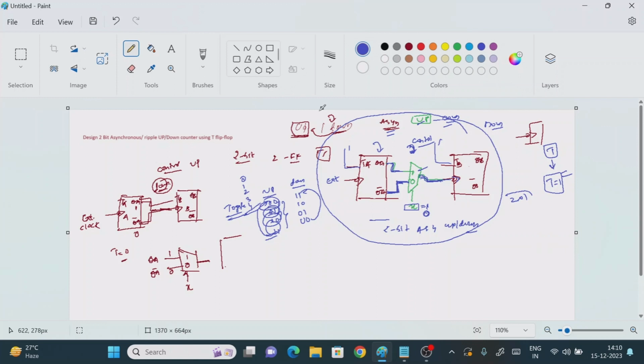So 2-bit means how many stages is it going to perform? 1, 2, 3, 4. So this is also called the mod 4 up down counter, or 2-bit up down counter, in the form of the asynchronous or ripple operation using what? T flip-flop. So once it is completed, now we will try to draw the timing diagram so that you will understand the operation of the 2-bit asynchronous counter.